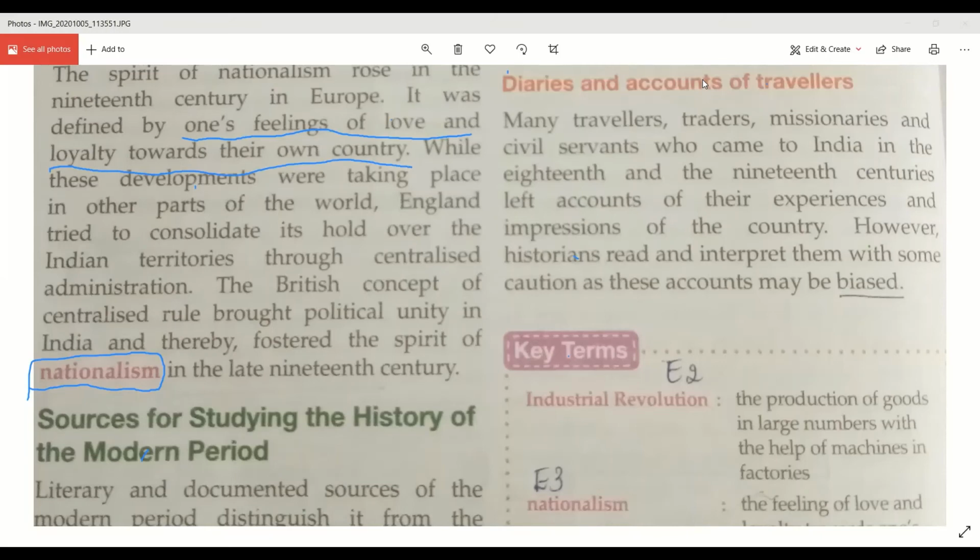Okay. Now, because the feelings of nationalism started rising around the world, slowly nationalism also moved to India in the late 19th century. People in India started thinking, when everybody else has their own country, when everybody else has their own land, why should we be under a foreign ruler? Why can we not have our own country like we used to have? And they started becoming nationalists. They started feeling love, and they started becoming loyal towards their own country.